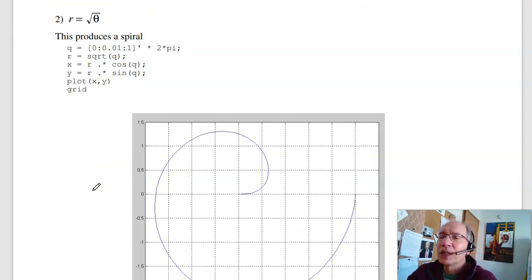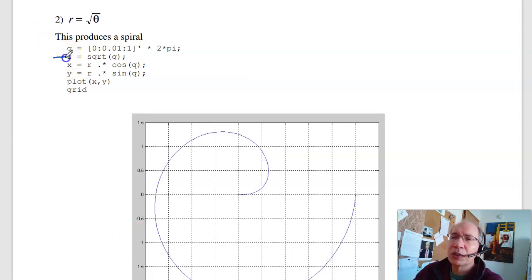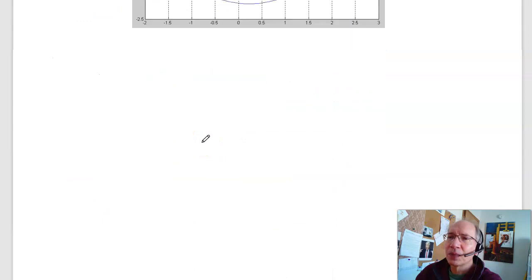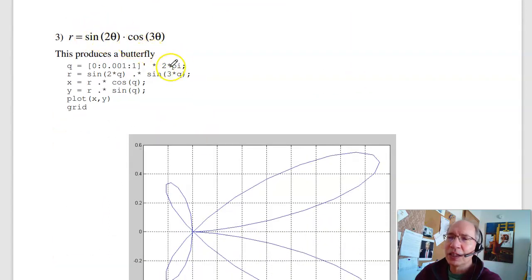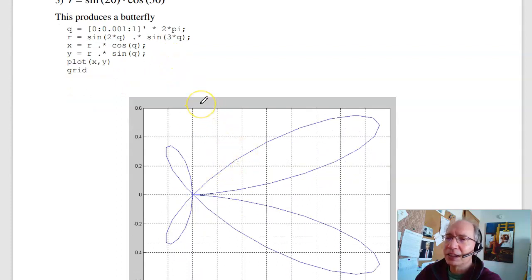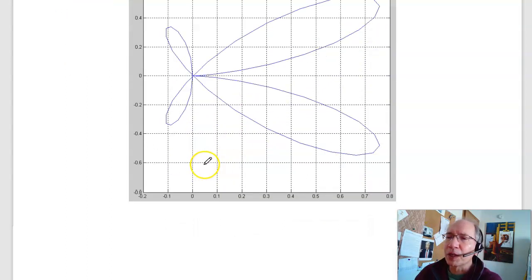Problem 2. If I change the function to r is the square root of theta, everything stays the same, change this one line of code, I get a spiral. And this keeps on spiraling out as you go on. If I change the function to sine 2 theta times cosine 3 theta, I get a dragonfly. So it is kind of pretty shapes. That's the first 3 problems.